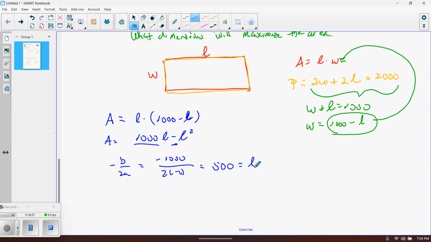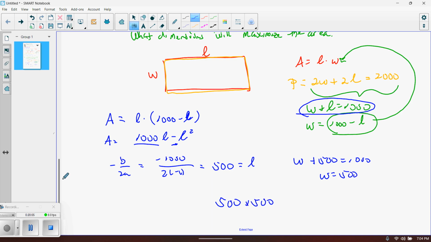And I believe the question is asking for the dimensions, which we can now find because I have an expression right here that we simplified. W plus L equals 1,000. Well, if L is 500, we get W plus 500 equals 1,000. Subtracting 500 on both sides, we get the width to also be 500. So our dimensions are the width and the length are both 500. So you would get a 500 by 500.